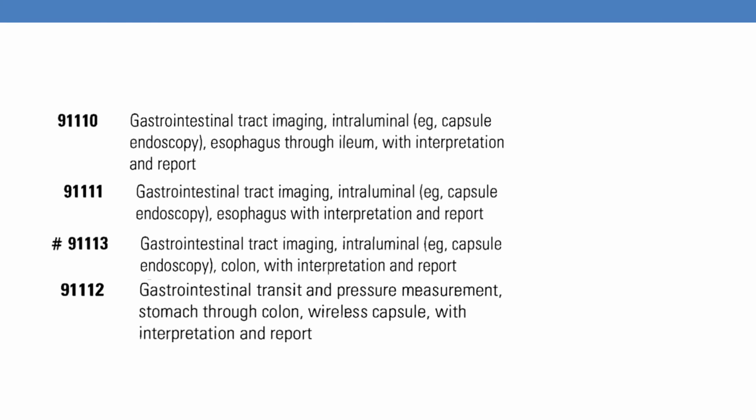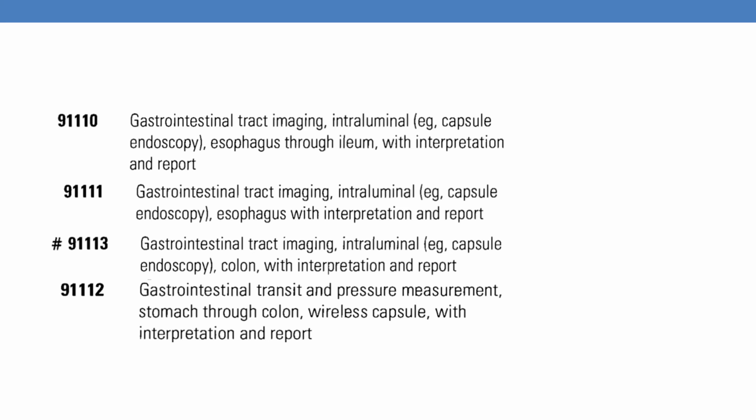Coming to the next CPT, it is 91110. It is coded for gastrointestinal tract imaging, intraluminal, for example capsule endoscopy, esophagus through ileum. This is the key term. If it is esophagus through ileum, the code is 91110. For simple gastrointestinal tract imaging, intraluminal, esophagus with interpretation and report, the code is 91111. If it is esophagus through ileum, the code is 91110. If it is simply esophagus, the code is 91111.